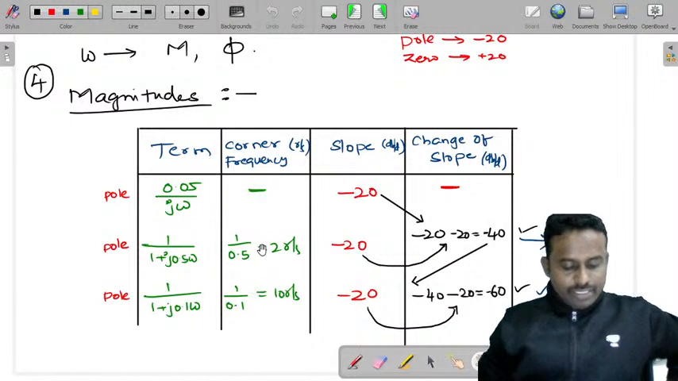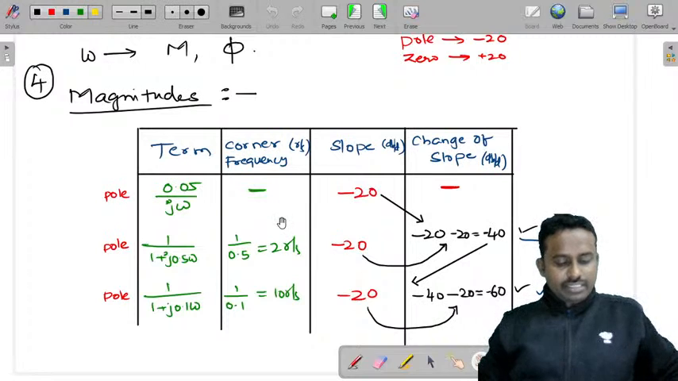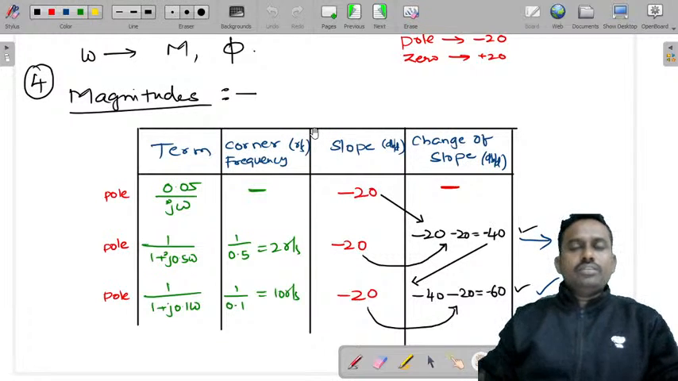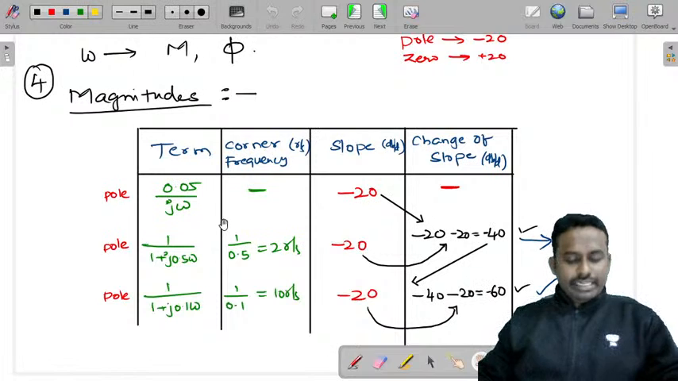Yeah, sir, could you please explain again gain margin, phase margin, last step? Definitely, sure. Once we move on the slides, at the end I will definitely explain gain and phase margin again.